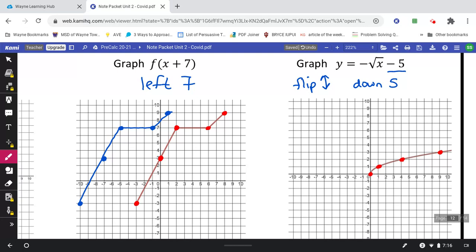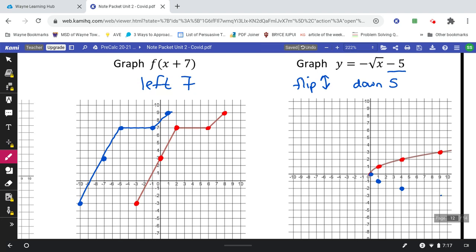You could do these two in any order. You could either flip it or move it down 5 first. I find it easier for me if I flip it first. So when I flip it, you're just moving anything that's above to below the line. So this dot here is going to stay the same. This one right here is going to flip down. This one is 2 above the axis. I'm going to flip it 2 below the axis.